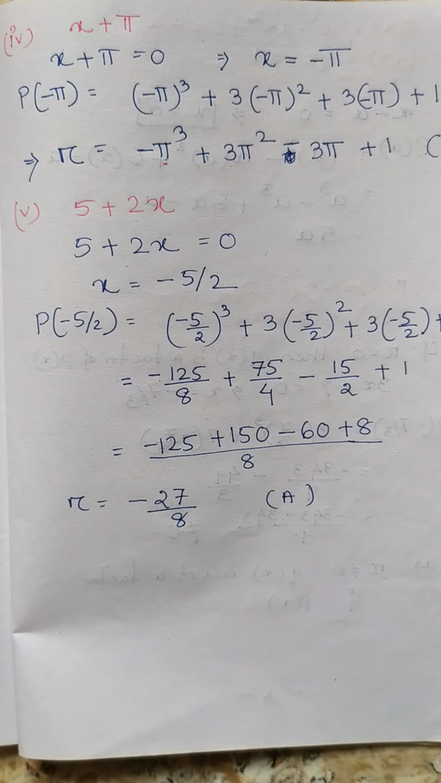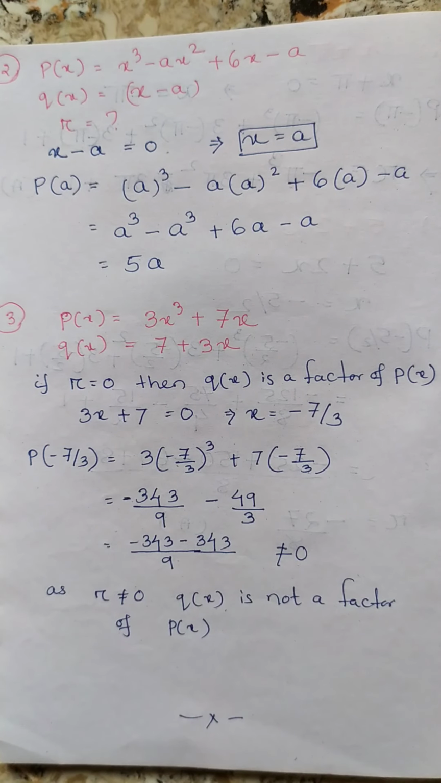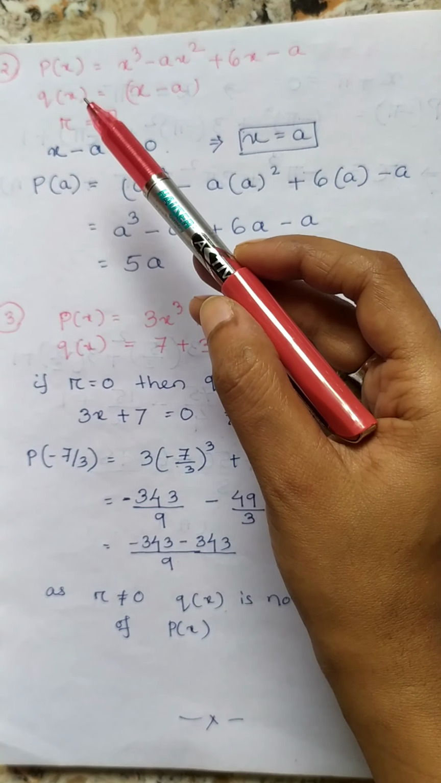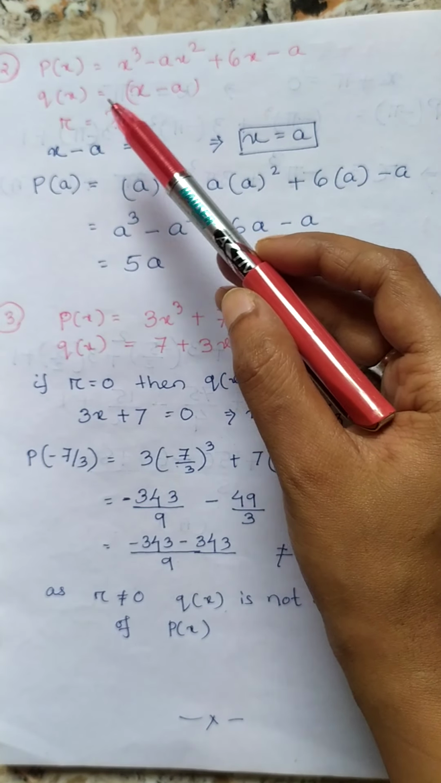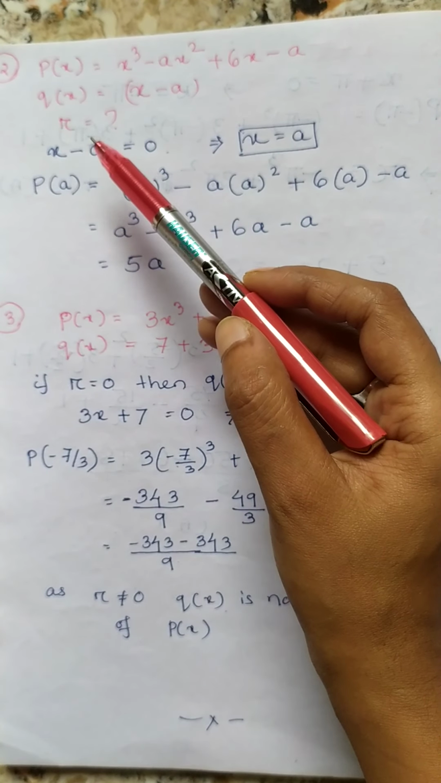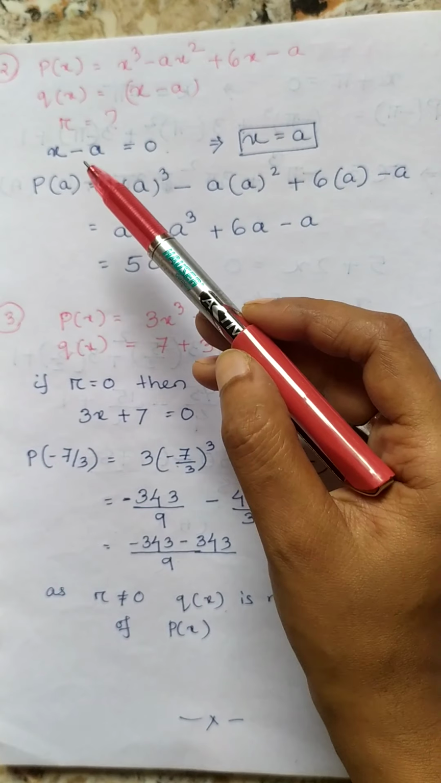Coming to question number 2, it is given: find the remainder when x cube minus ax square plus 6x minus a is divided by x minus a. So here we have our dividend as p of x, our divisor as q of x, and it is asking us to find the remainder.